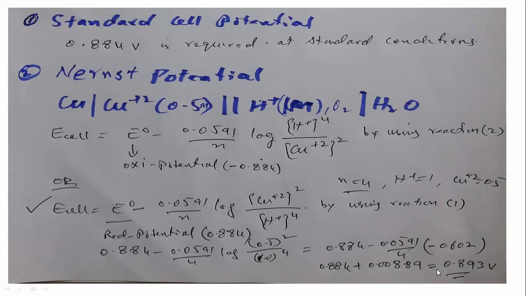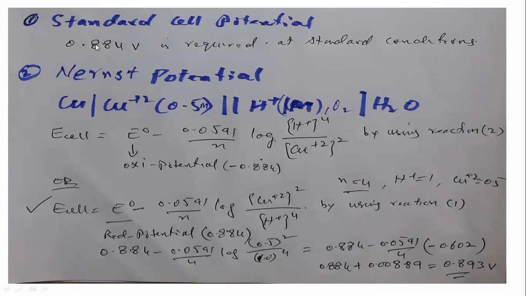This is positive. Why is it positive? Because you are using the galvanic cell of the spontaneous reaction. And here you will get the value of minus 0.893. Only the sign will be different and there will be no change in the value. So coming to the point, look at the value. This is 0.884 and now the value is 0.893.